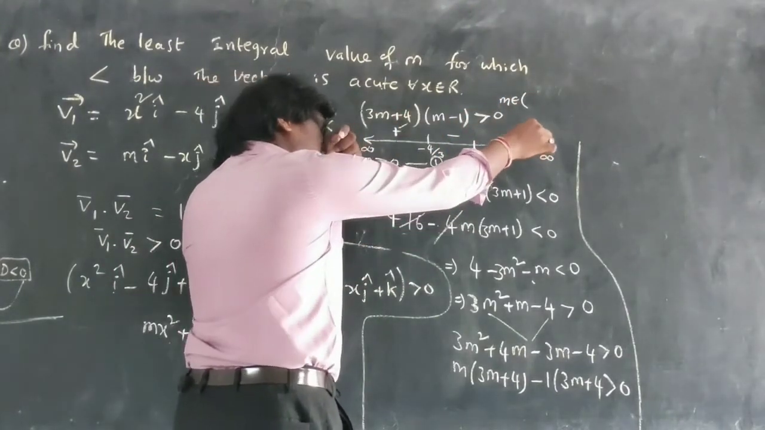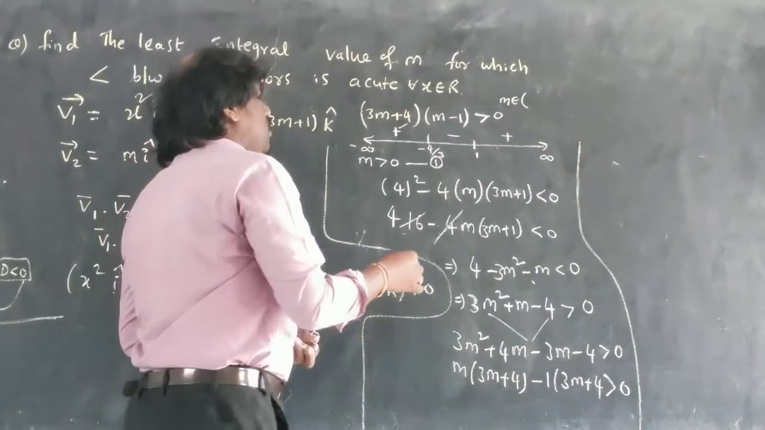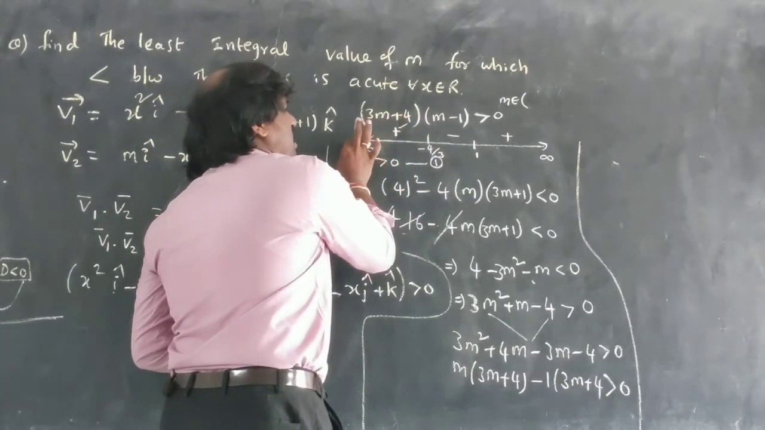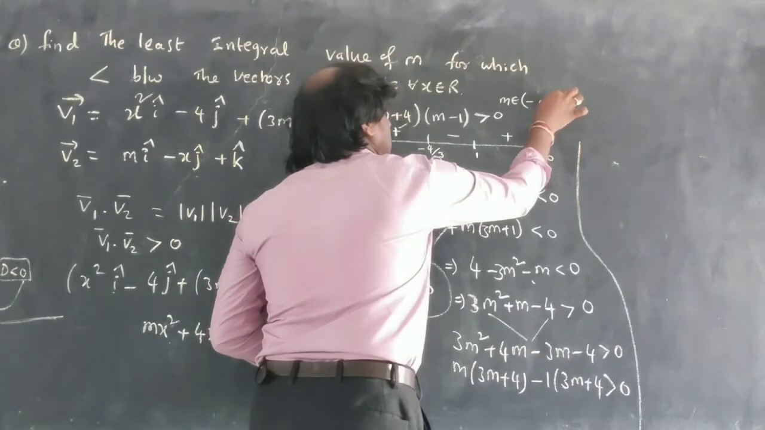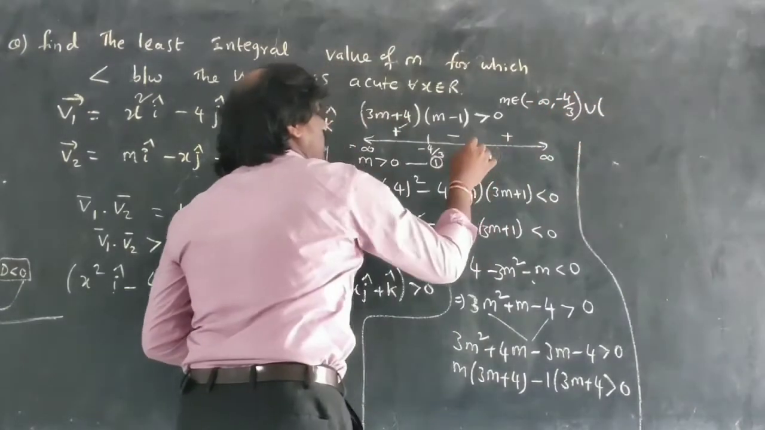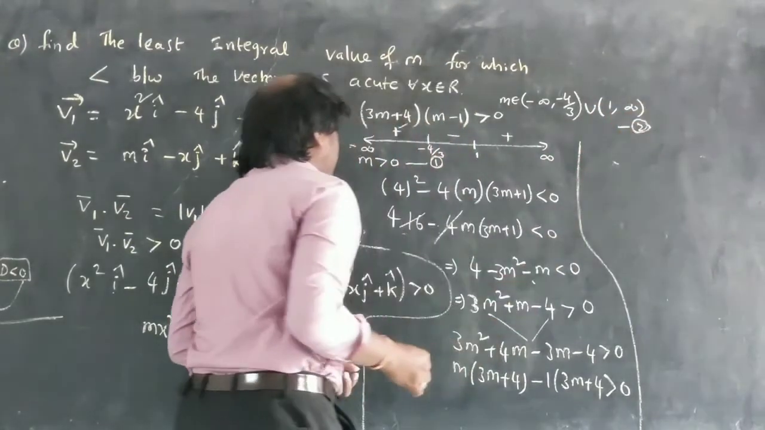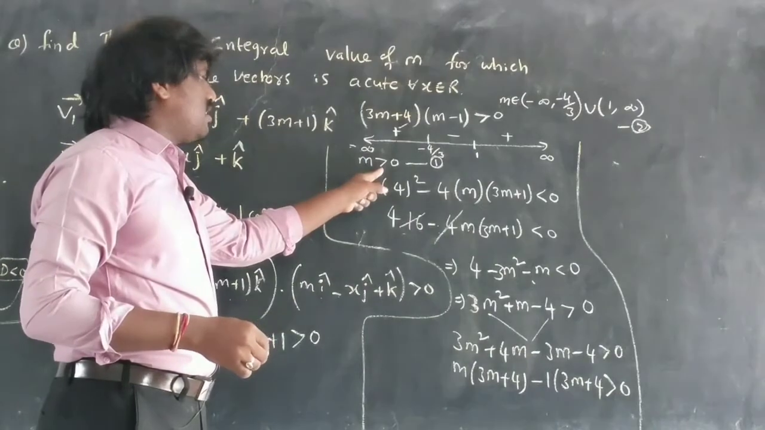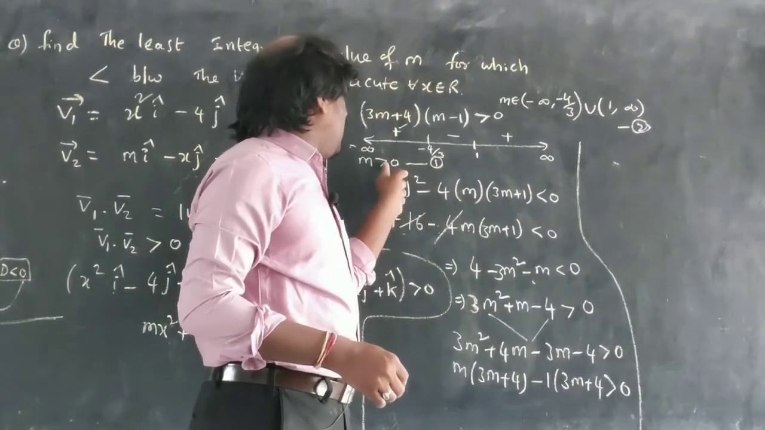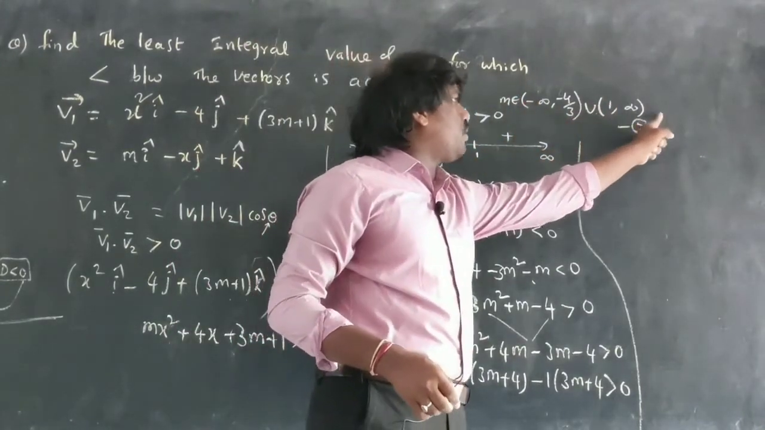Always use the wavy curve method, you can watch my videos, you will come to know the wavy curve method. So plus minus plus, then the answer is minus infinity to minus 4 by 3 union 1 to infinity. This is the case number 2. What was the case number 1? m greater than 0. And taking both intersection, m is greater than 0, the answer is 1 to infinity.